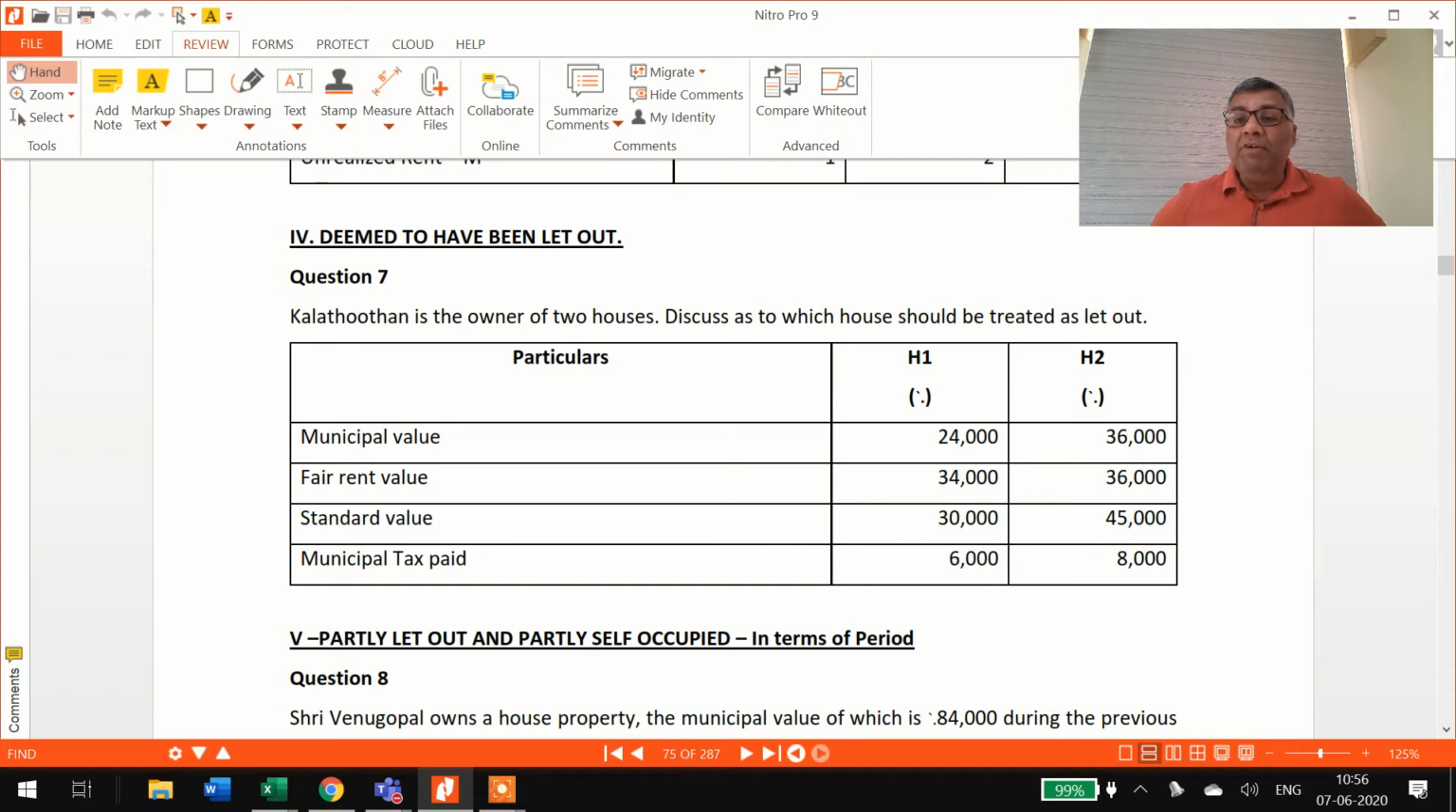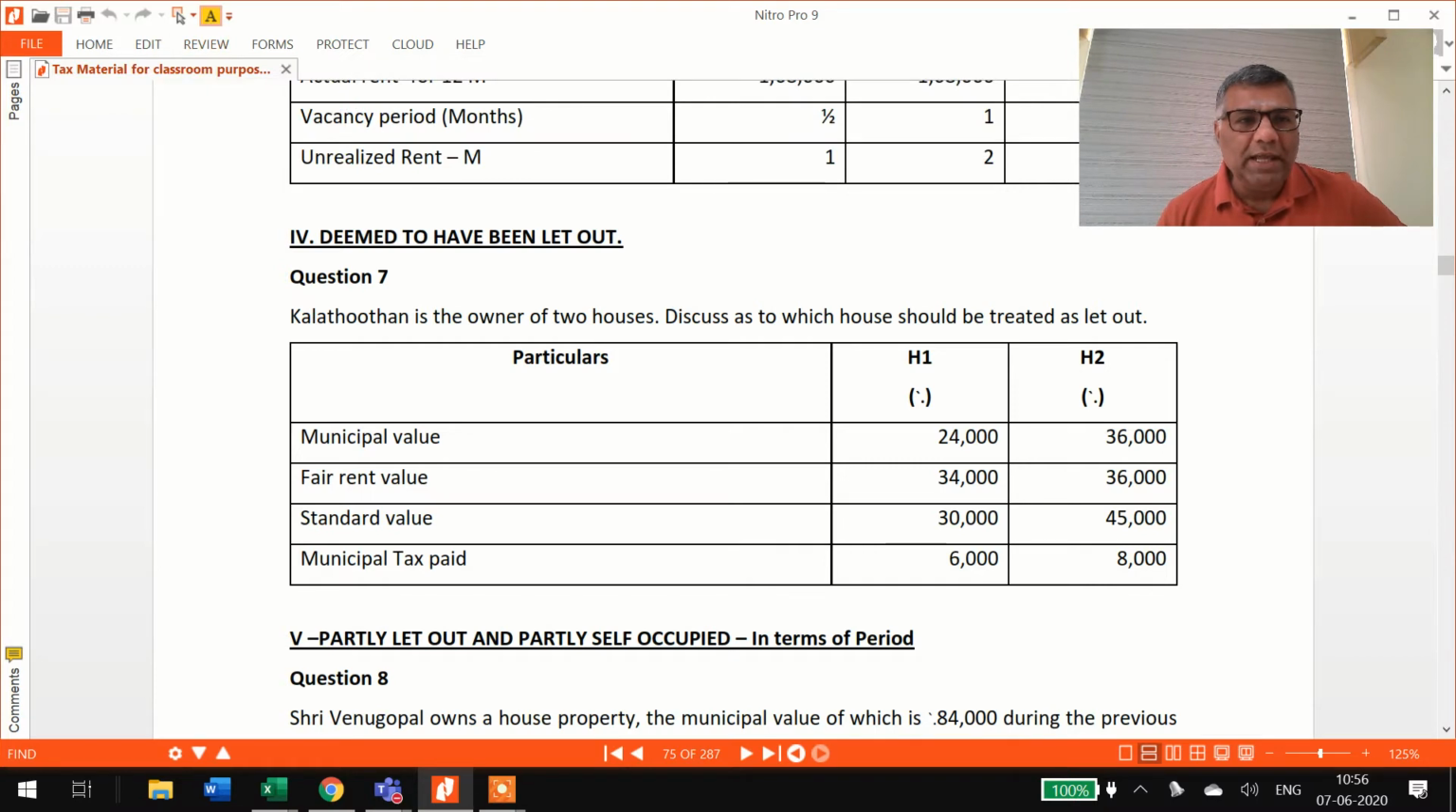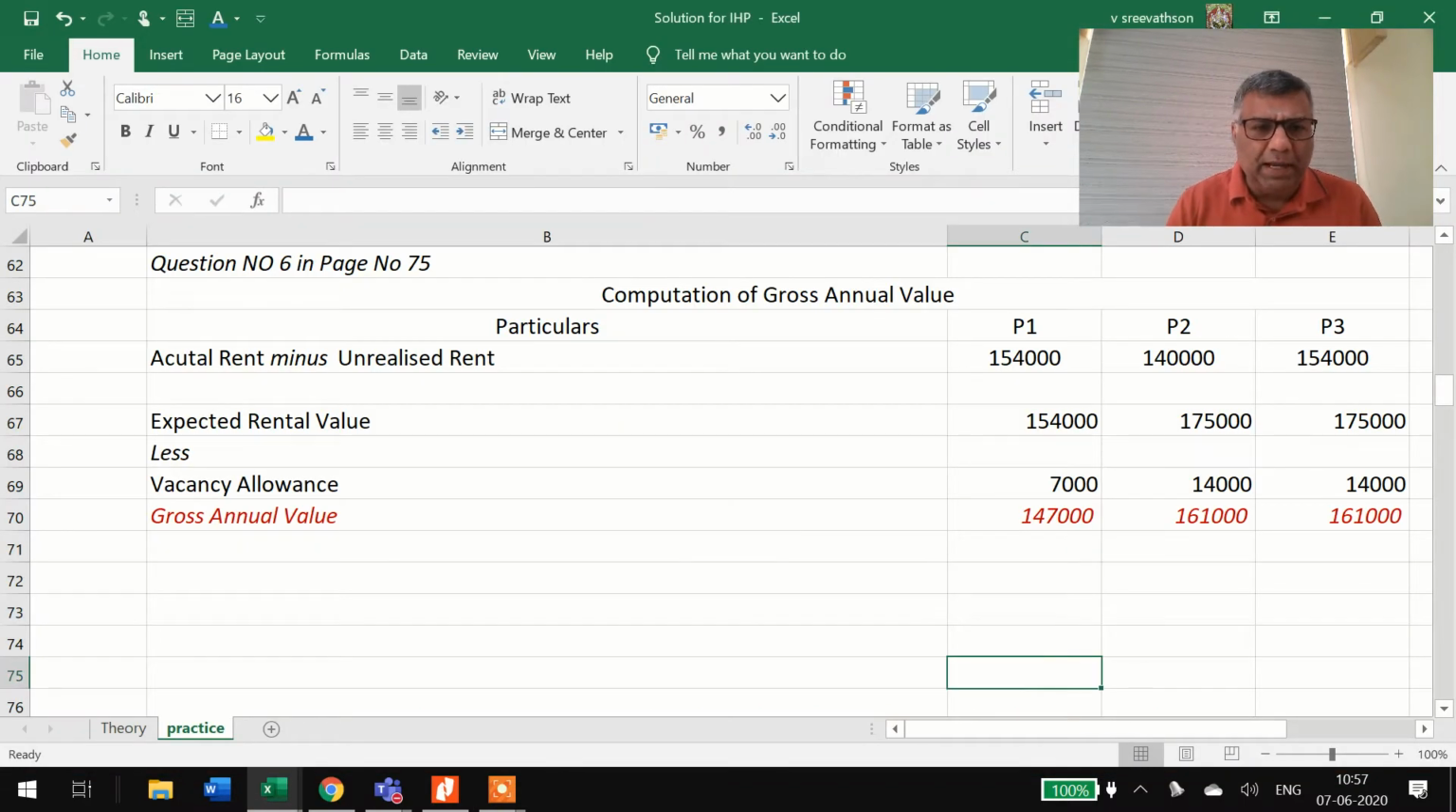Compute the NAV of all 3 properties first. Discuss as to which house should be treated as let out. All three are self-occupied properties, so we need to find out which is better to be deemed to be let out.